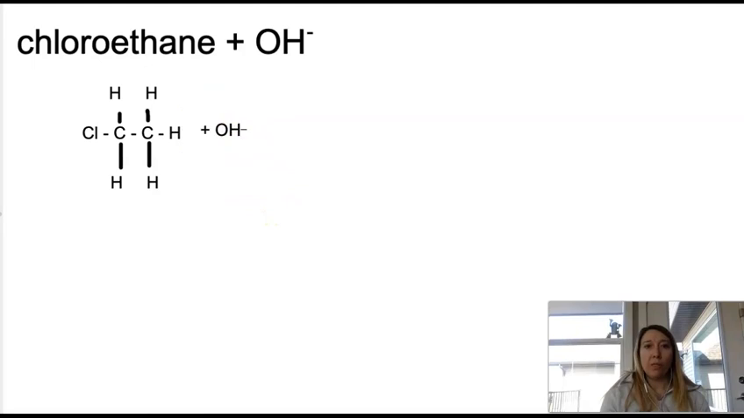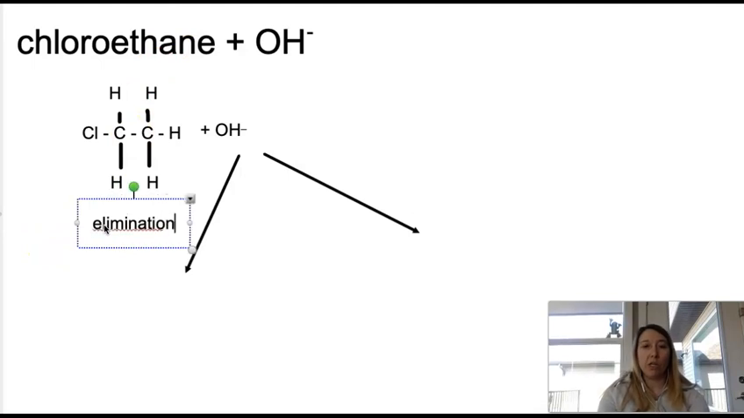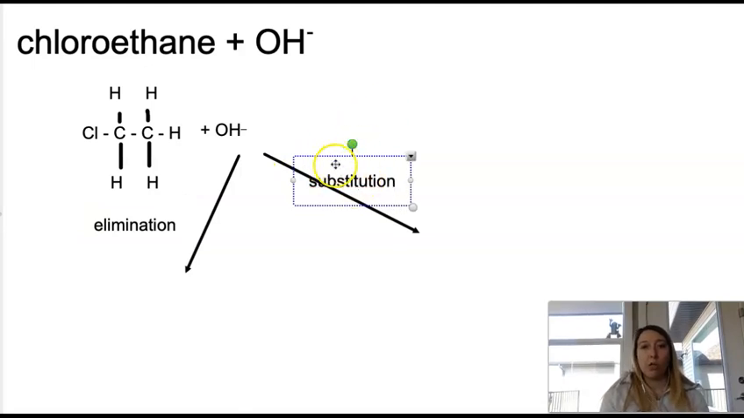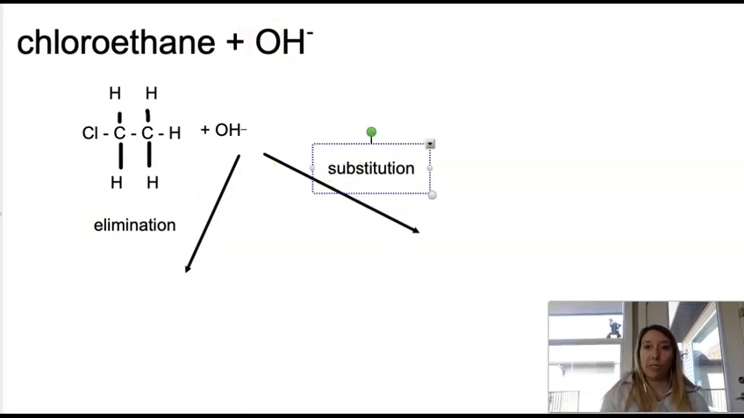We have 2 possibilities of what this could be, right? When we go through our whole list of potential options, we see that once again, this meets the requirements to be both elimination and substitution. So we're going to have to make sure that we show both of those possibilities.